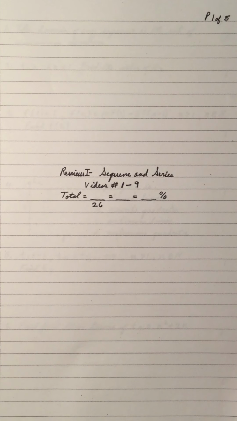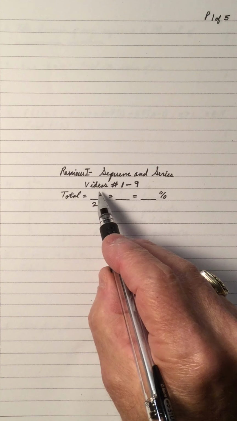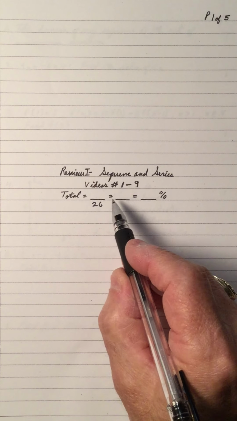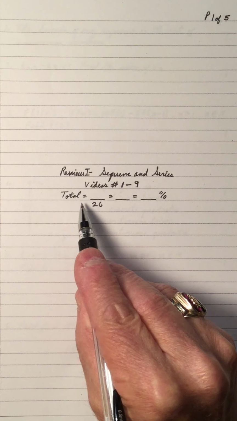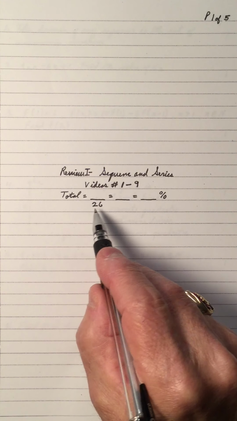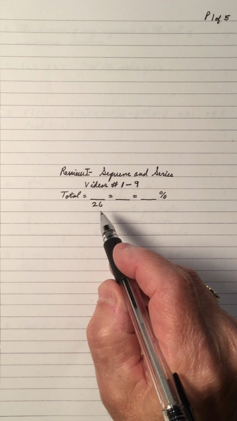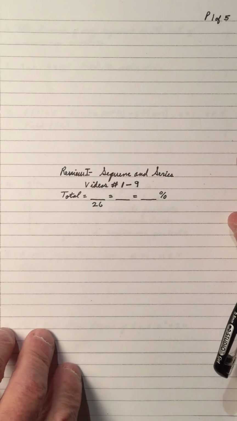Hi, welcome to my video on review 1 of sequence and series unit. And this review is on videos 1 to 9, and the questions are arranged in order as in the videos. And as you can see, the total on this review is 26, and all my reviews can be treated as a quiz that you can get a score of to see how well you do.